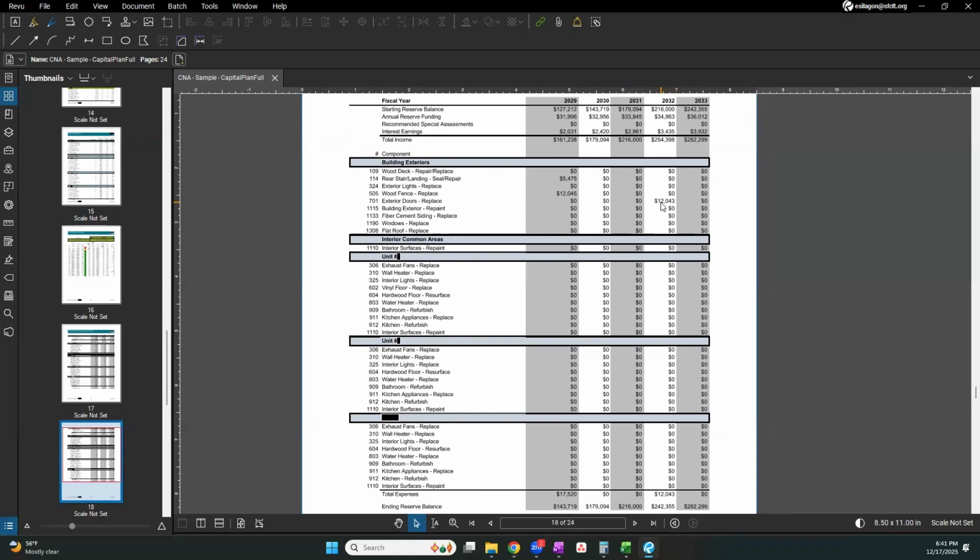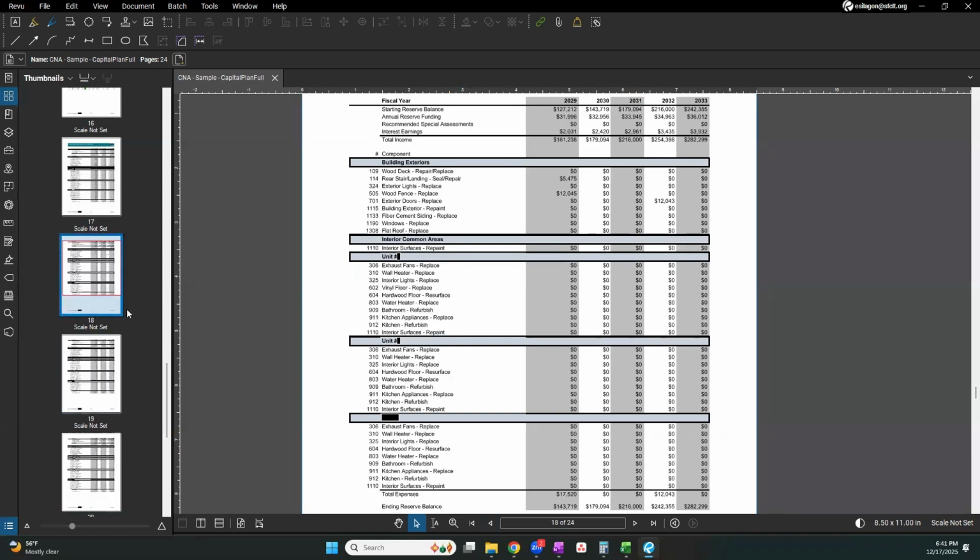2032, we've got some work to replace exterior doors. And just to be clear, these are all estimates based on, in part, opinion and a visual inspection. So if your pro forma needs money to be spent in 2031 instead of 2032, it's not a huge deal to adjust the year that work happens. Another thing that's helpful to look at, let me skip to another year.